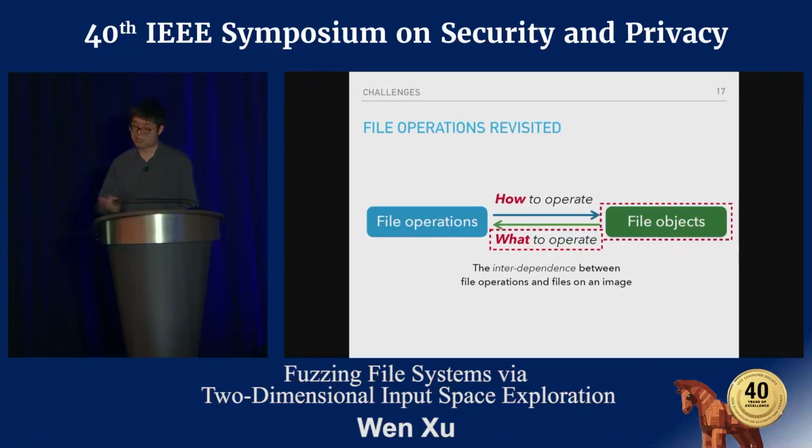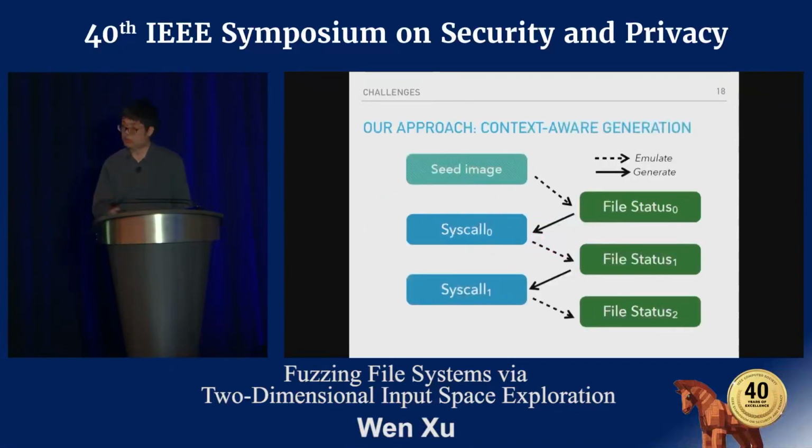But in fact, file objects are also changed dynamically during the fuzzing, but they ignore this interdependence. So that's why we propose our approach, which is a context-aware syscall generation. Besides generating system calls, we also maintain the assumed status of the file system image during fuzzing at runtime. So we speculate the status of every file object after each generated system call is executed at runtime.